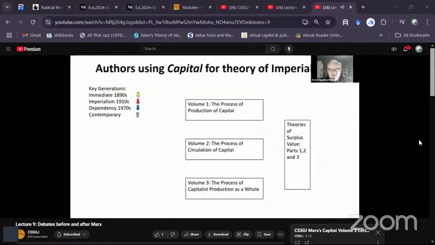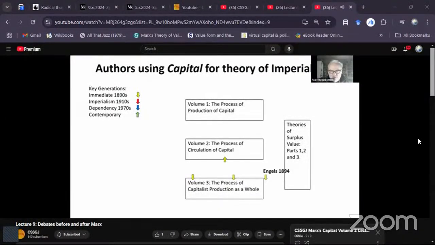Now we come to the theories of imperialism. How did Marxist theorists use Marx's Capital to explain imperialism? There were 4 generations. I'm going to go through them quite quickly. Engels started the whole thing, right? He actually puts in a connection between volume 2 and volume 3, which is an addition to Marx, expressing something that was implicit in Marx. He makes it explicit, which is quite important.